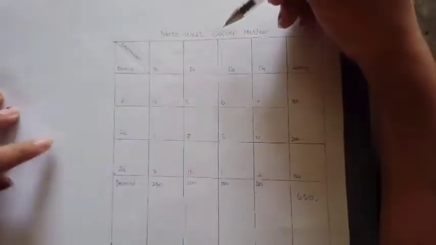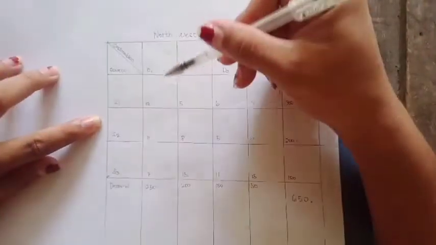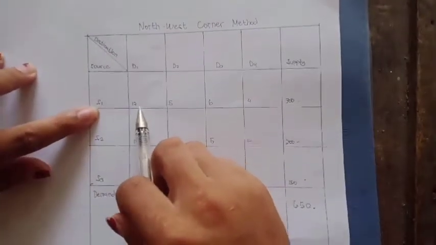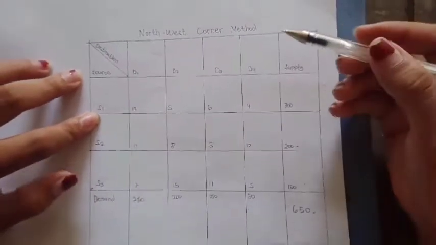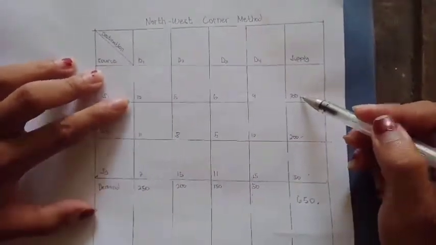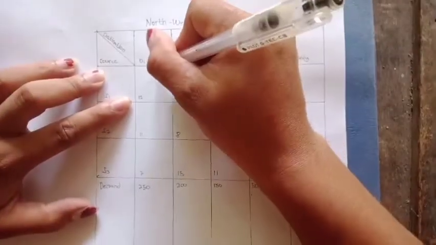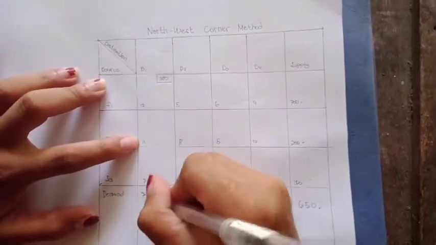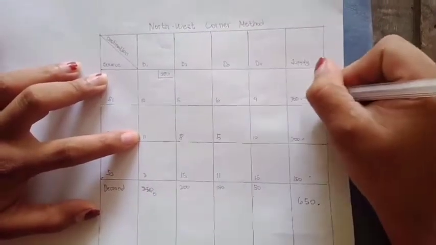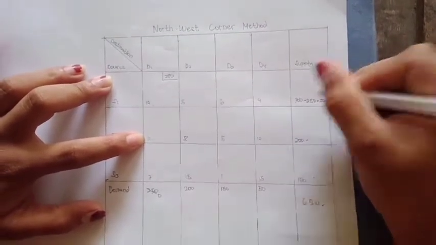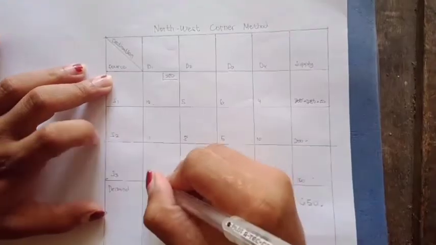In this method, we need to start in the corner. So we need to start in the cell number 12. And now we have a demand of 250 and a supply of 300. So we need to allocate 250 in the cell number 12. So this will become 0, and 300 minus 250 is equal to 50. So we need to cancel.